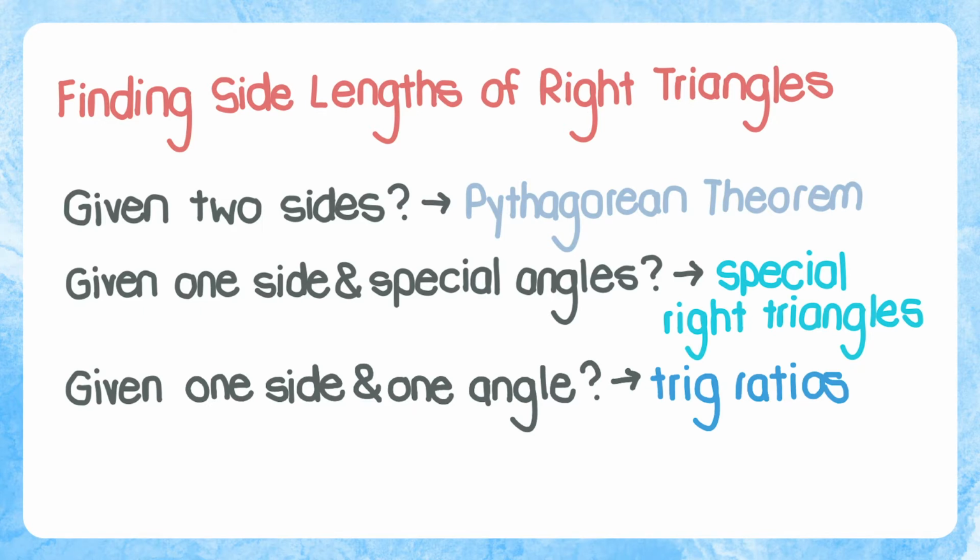But what if you're just given one side and one non-special angle? So what if you have a non-special right triangle? This is where we start using trig ratios.